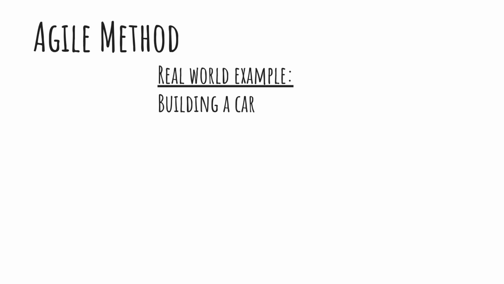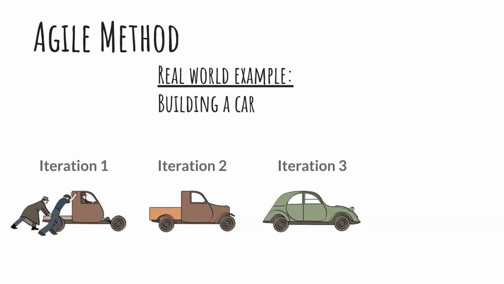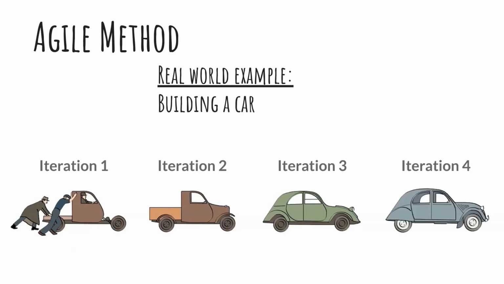Here is a real world example of Agile, building a car. Suppose we have to build a car, we can define this process in a number of iterations. In the first iteration, we can build the core structure with the basic wheels installed. And in the next iteration, we can do some improvements and build some more structure to the car body. And in the next iteration, we will install some more parts of the car. And in the final iteration, we will deliver the final product, which is the car.